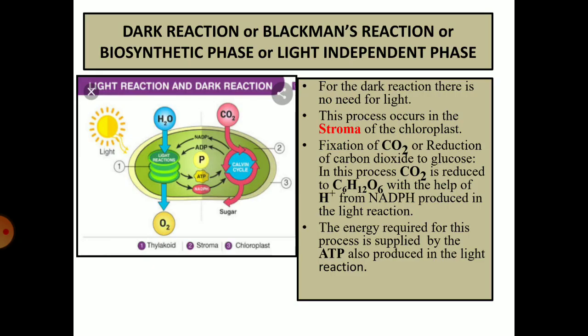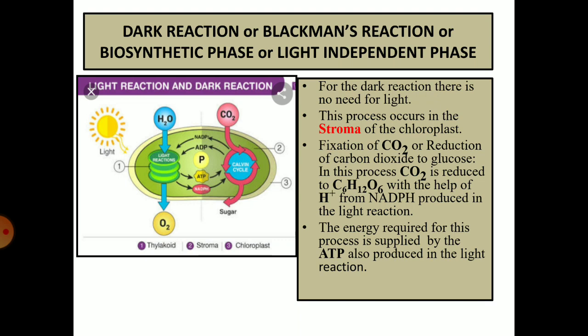Now, it moves on to the dark reaction. Dark reaction is also known as Blackman's reaction or biosynthetic phase. Biosynthetic because glucose is produced in this process, or light independent phase because light is not required for this reaction to take place. For dark reaction, there is no need of light. It takes place almost simultaneously to the light reaction. This process occurs in the stroma of the chloroplast, that is the ground material of the chloroplast.